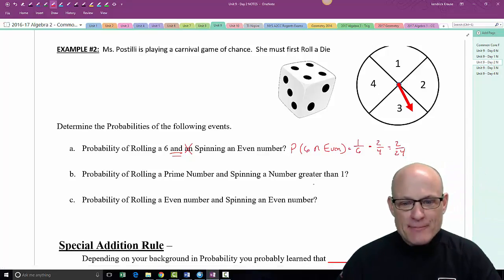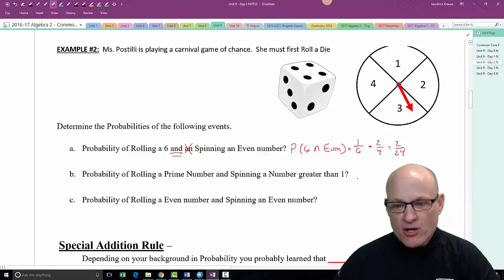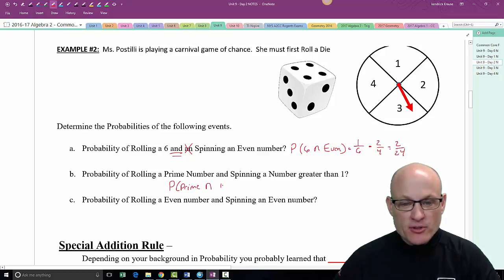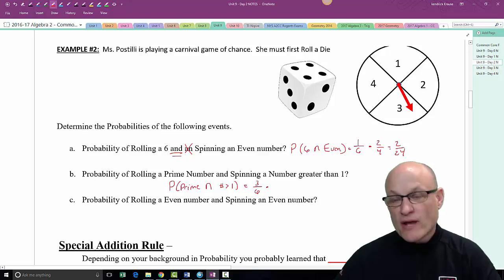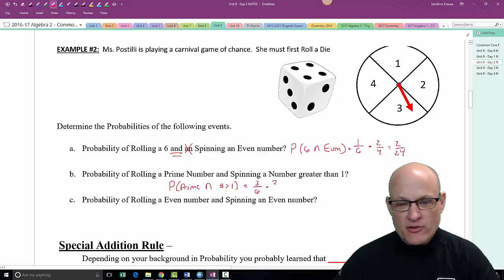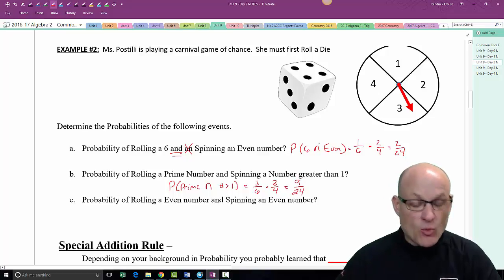Probability of rolling a prime number and spinning a number greater than 1. All right, so this is the probability of prime and a number greater than 1. So the probability of prime we talked about is 3 out of 6, times a number greater than 1. That would be 2, 3, or 4. So that would be 3 out of 4, or a grand total of 9 out of 24. If you want, you can reduce them.